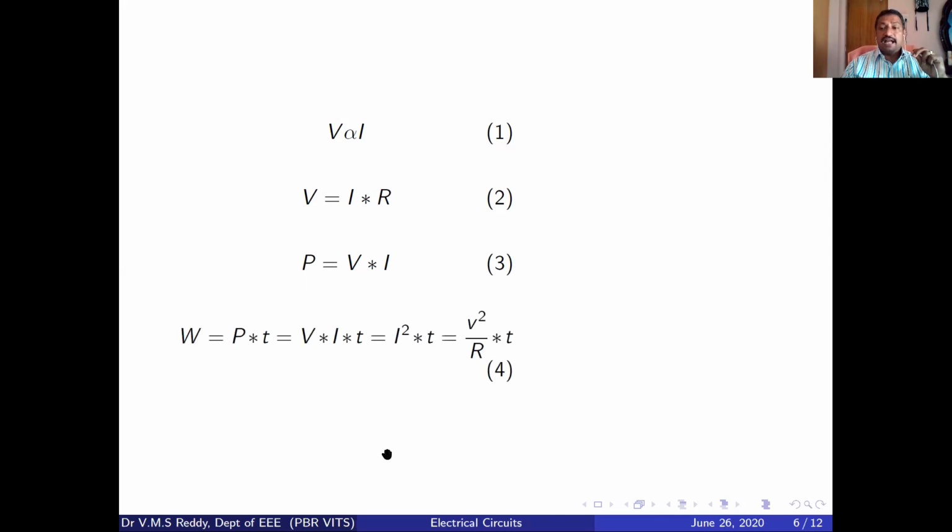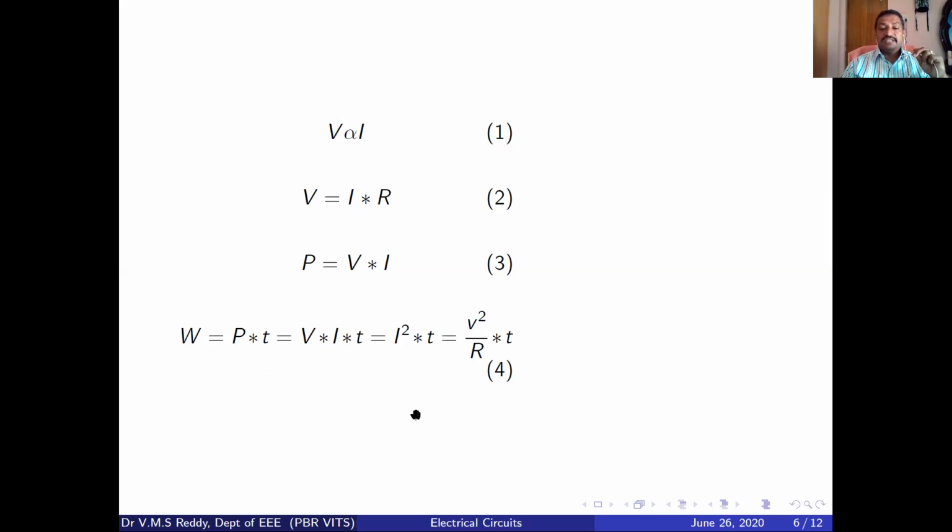Then what is the energy? Energy is nothing but W. So power multiplied by time period is the energy. Therefore, again we know that power is voltage into current, multiplied by time period. Also you know that V is equal to I into R. You substitute that: I square into R into T. Or also I is equal to V by R. Therefore, V square by R into T.